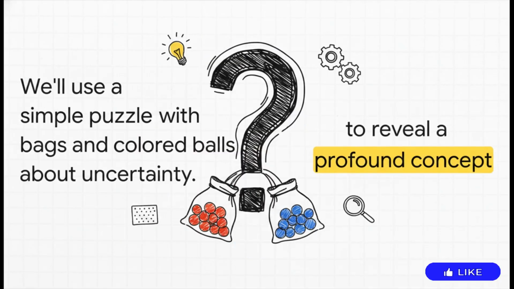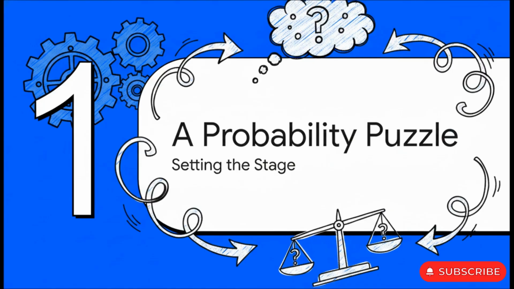And don't worry, we're not going to start by throwing a bunch of scary formulas at you. Instead, we're going to use a classic puzzle, just a couple of bags and some colored balls. I know it might seem almost too simple, but I promise, it's going to show us something really profound about how we can think more clearly in a world full of uncertainty. Okay, let's dive right in.